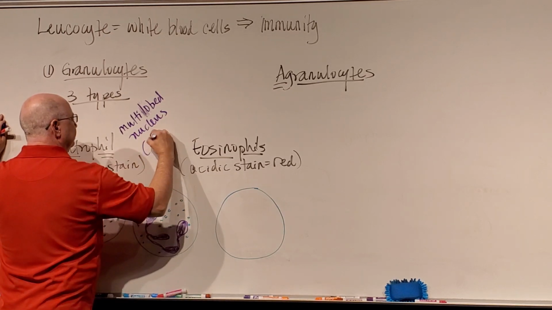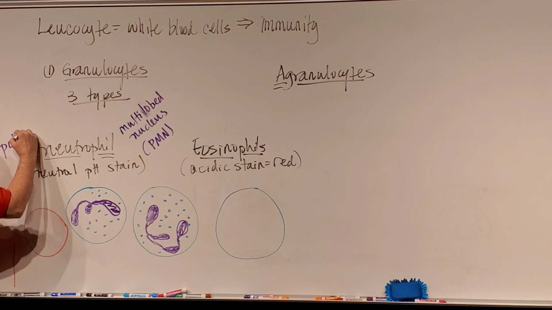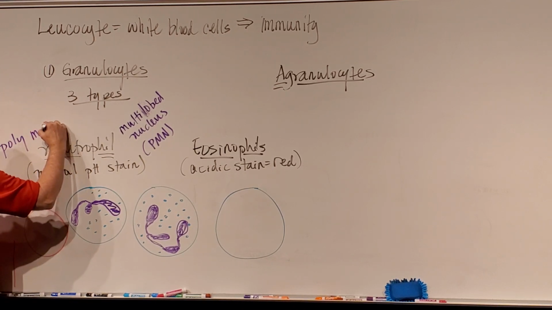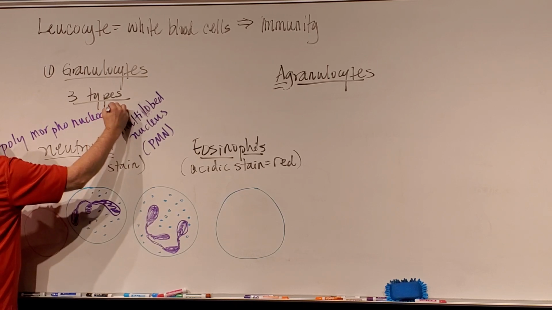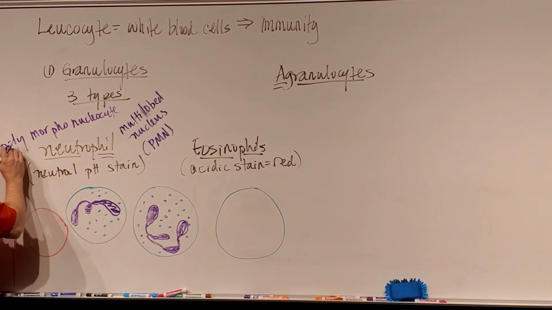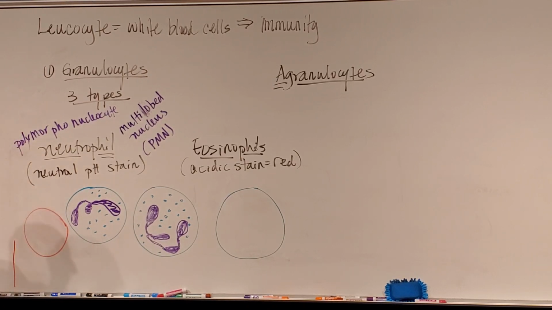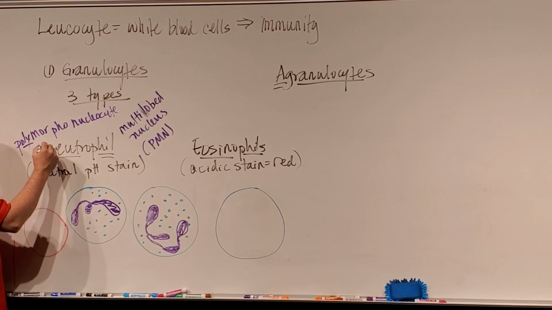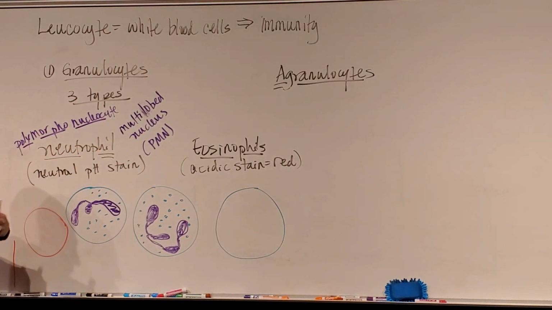And some people call these cells a PMN. PMN stands for polymorphonucleocyte. I know I'm getting close to the edge of the screen, so you may not be able to see exactly where I'm writing, but they can be called a polymorphonucleocyte. Poly meaning many, morpho meaning shape, and nucleus. Every one of them has a different shape nucleus.